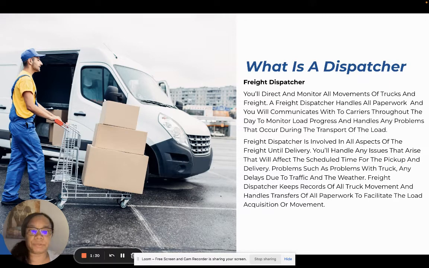The freight dispatcher is involved in all aspects of the freight until delivery. You handle any issues that arise that will affect the scheduled time for the pickup and delivery, such as problems with the truck, any delays due to traffic and the weather. A freight dispatcher keeps records of all truck movement and handles transfers of all paperwork to facilitate the load acquisition and movement.